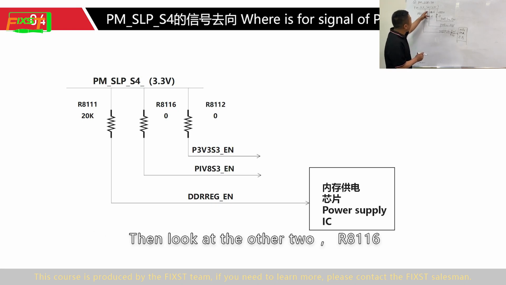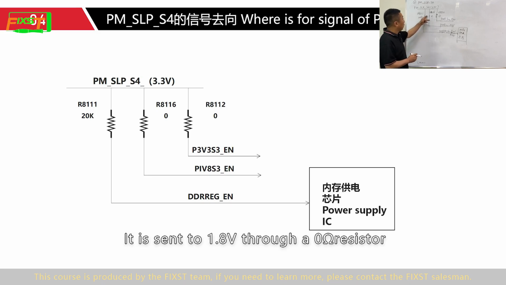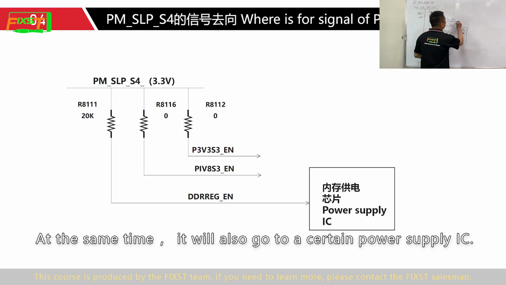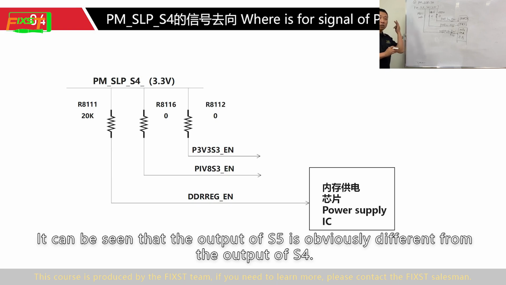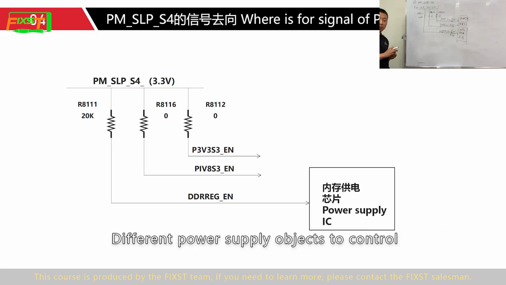Then look at the other two, I116. It is sent to the 1.8V through a 0 ohm resistor. At the same time, it will also go to a certain power supply IC. Then it is divided into 3 channels to output. It can be seen that the output of S5 is obviously different from the output of S4. Different power supplies are controlled separately.